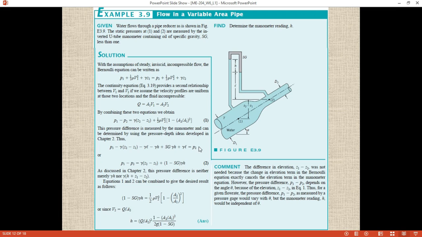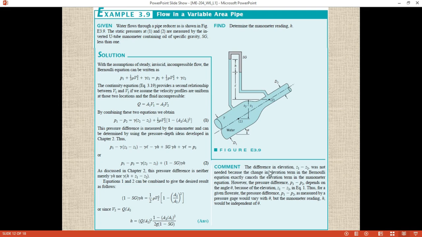So this will come also to the other side. When you take it to the other side, this will become positive, this will become positive, this will become P2. So P1 minus P2 will be equal to this. Now if you compare this and this, finally you will end up with this equation. Here you have to determine the H, and if you know the flow rate and the area or velocity, you can easily calculate H by using this equation. Some important points to be noted down here are mentioned in the comments.